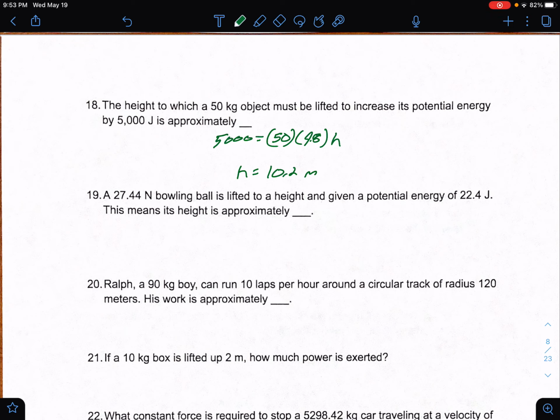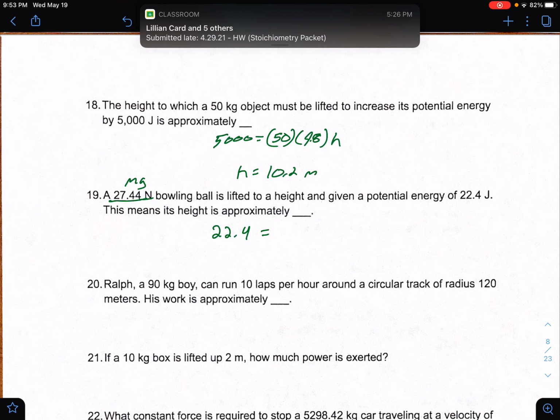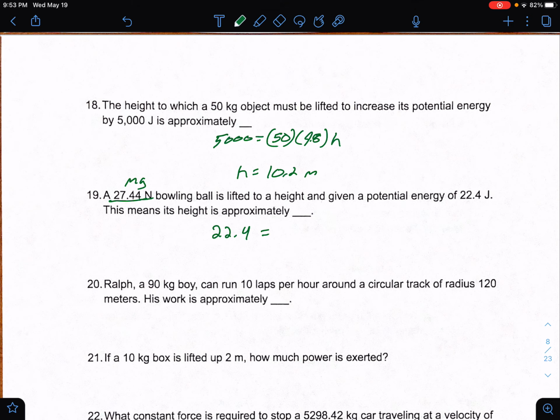Okay, number 19, a 27.44 Newton bowling ball is lifted to a height and given a potential energy of 22.4 joules. This means the height is approximately, so again, I was given potential energy, which is 22.4. So when I give it to you in newtons, this is mass times gravity. So I can just plug that in for mg. So that's 27.44, and I don't know height, so I'm going to leave it as height. Okay, so get h by itself, and you get a height of 0.82 meters.